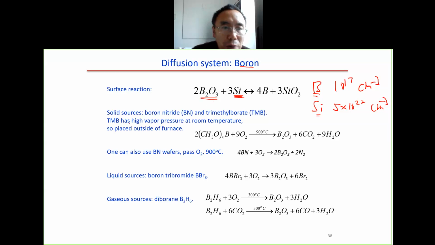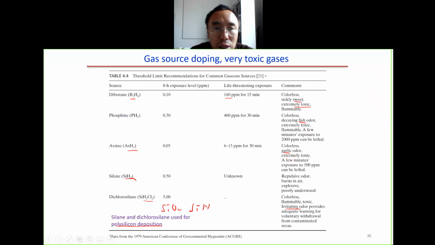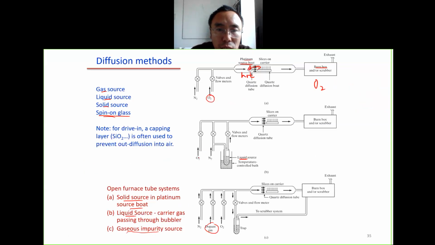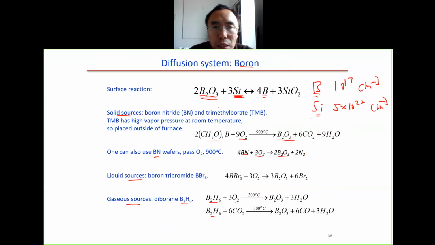So we have the solid source, boron nitride or trimethyl borate. This trimethyl borate with oxygen forms the boron oxide. This boron oxide will form the boron dopant. We can also use the boron nitride. The boron nitride reacts with oxygen to form the same thing. For the liquid source, BBr3, this one is liquid. For the gas source is the diborane, as we said before, with oxygen or CO2. So you can see here all the dopant processes, we need this oxygen. We need oxygen to form this boron oxide.